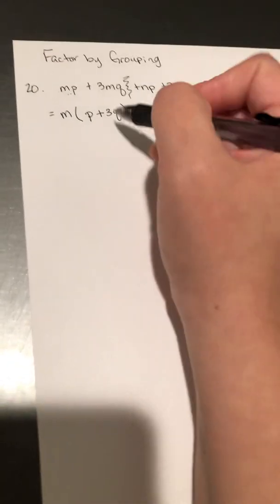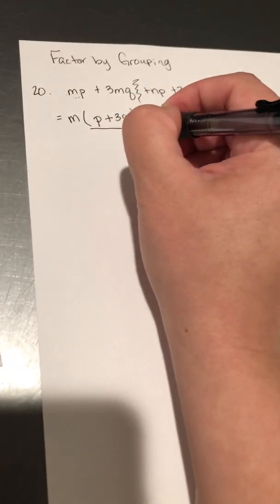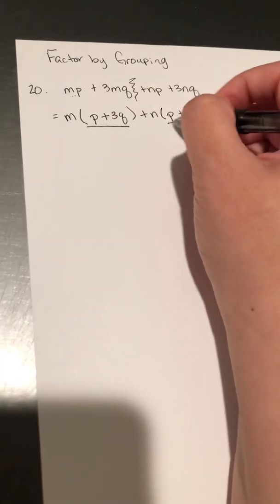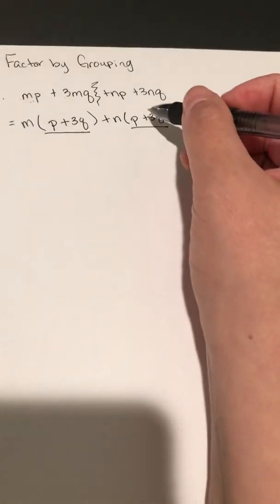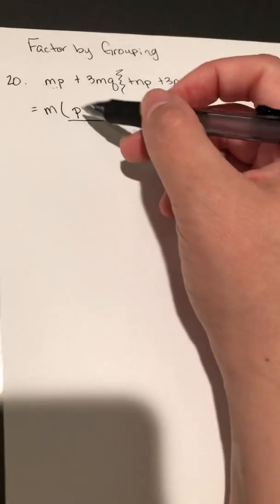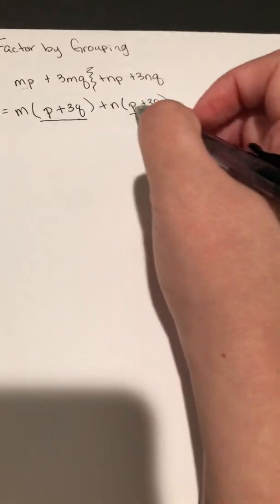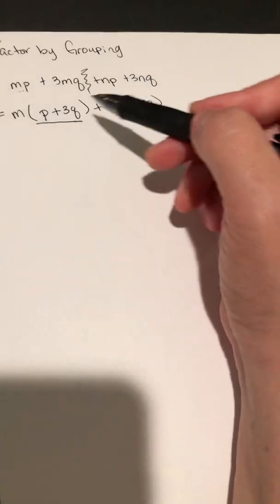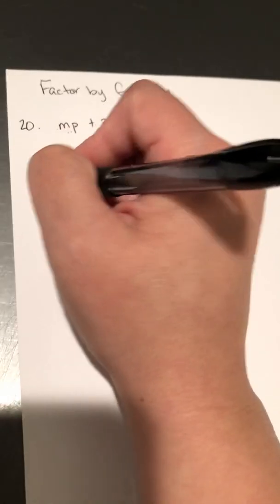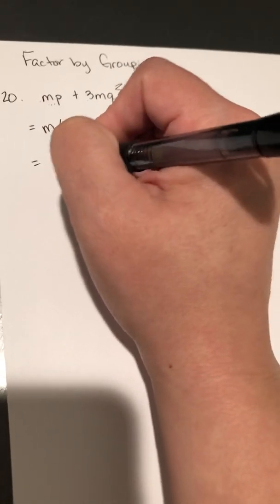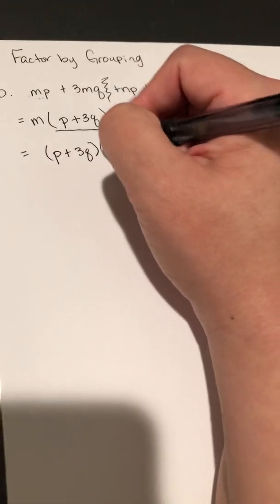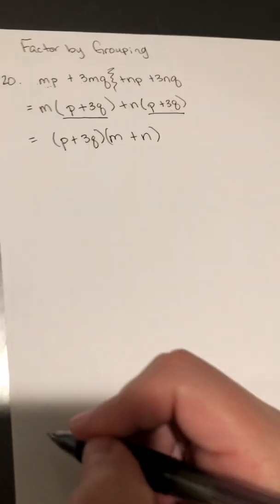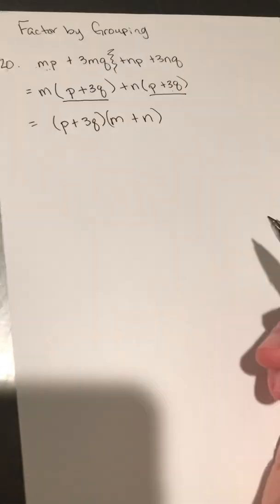So the point of doing that is to see if this matches. Now I have P plus 3Q and P plus 3Q. Those are the same. So just like in the last video, I said you could factor that out. If it was MX plus NX, you'd factor out the X. So it's the same idea. I'm going to factor out P plus 3Q, and when I do that, I'm left with an M plus an N. And I'm done.